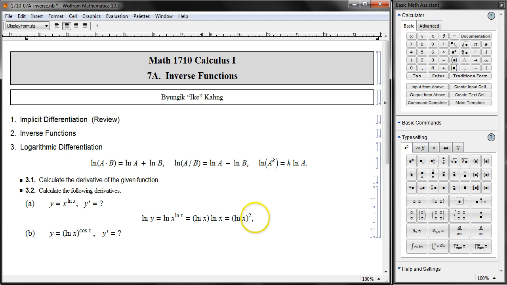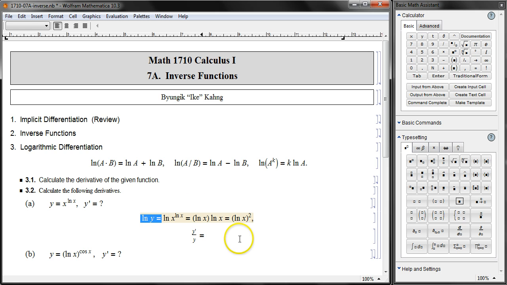And then we can just go ahead taking the derivative implicitly. Y prime over y, because we have to take the derivative of the left hand side, log of y. And on the right hand side, 2 log of x to the first power, and then the derivative of the inside by chain rule. You don't have to write the first power, but I decided to write it anyway. A little bit of simplification, what do you get? 2 log of x over x, isn't it?